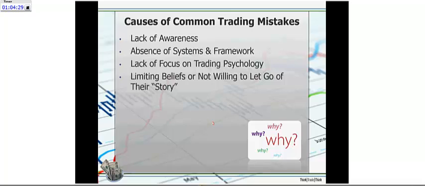And the next cause of common trading mistakes is limiting beliefs, or not willing to let go of their story. And again, how many of you have beliefs that, oh, it's really hard to make money in the market? Oh, this game is rigged, or there's something wrong here, or I don't believe I can make money, right? That's a limiting belief that will really hinder you in becoming a consistently successful trader.